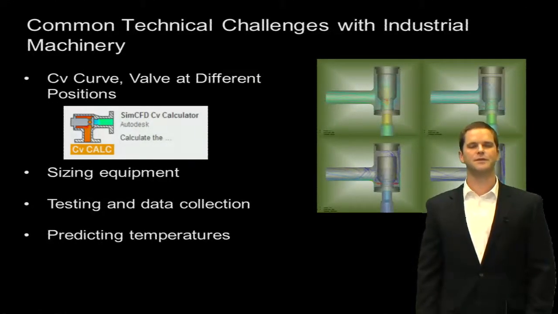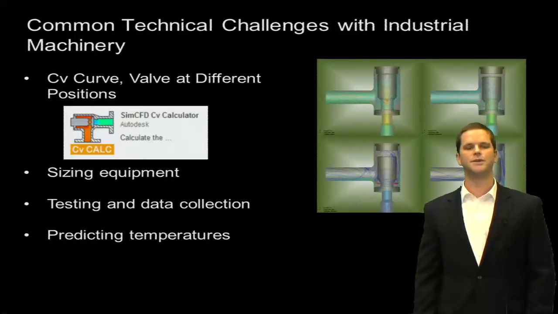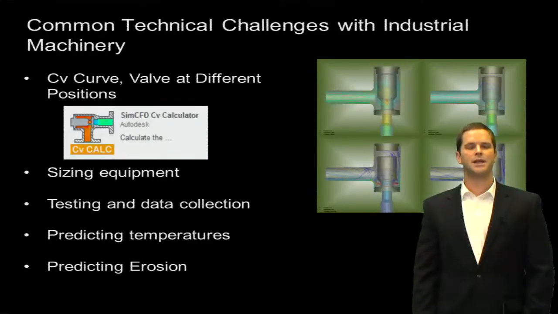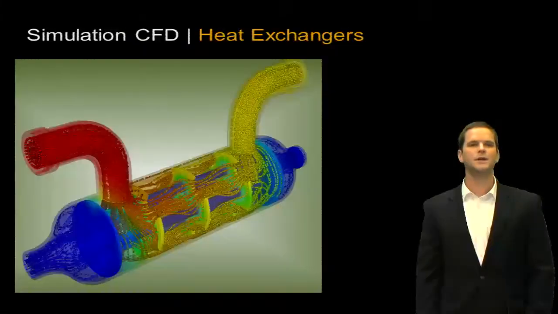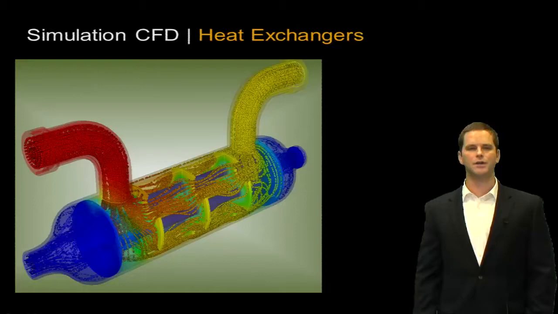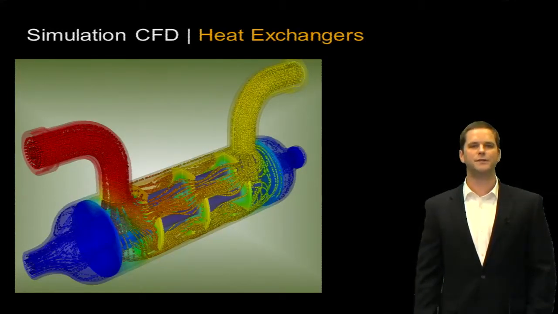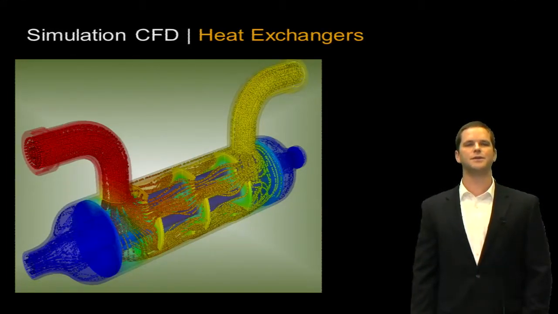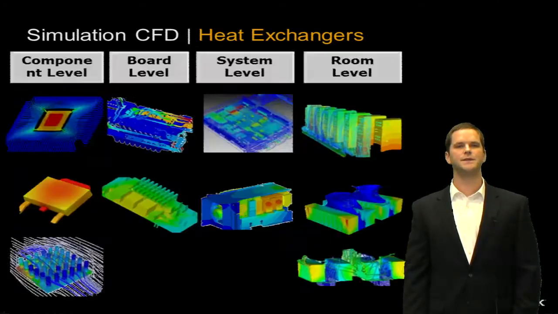Predicting temperatures, obviously very important. We want to make sure that the equipment and components don't overheat. And being able to predict erosion. So simulation CFD is also used for heat exchangers. Here we have a cross-flow heat exchanger mixing hot and cold water. Shell and tube, that's no problem as well. So whether you're mixing fluid streams or you're using air over water tubes or cross-flow, shell and tube, again, plate fin heat exchanger, all of those are also nice fits for simulation CFD.